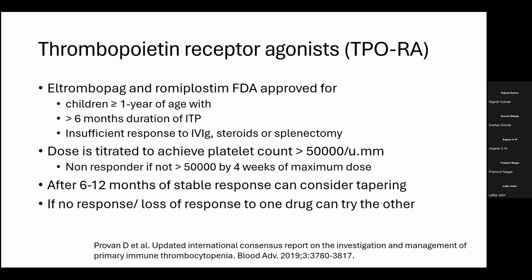We are all very excited about these drugs. In the last 5 years, the use has increased really phenomenally. So we have 2 drugs which are approved for children more than 1 year of age, that is eltrombopag and romiplostim, particularly when they have had more than 6 months of ITP not responding to standard IVIG and steroids. We usually titrate the dose to achieve a platelet count of more than 50,000. After achieving the maximum dose of these drugs, if there is no response in 4 weeks, then it is no use continuing them. After we achieve 6 to 12 months of good platelet count, we can consider tapering and stopping the drug.